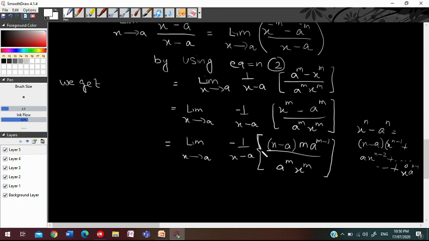No need of this bracket, we can use here just square brackets. Okay, now limit x approaches to a, here this factor and this factor are cancelled with each other, and we have minus 1 by a^m x^m into m a^(m-1). And now we can apply the limit of our function.